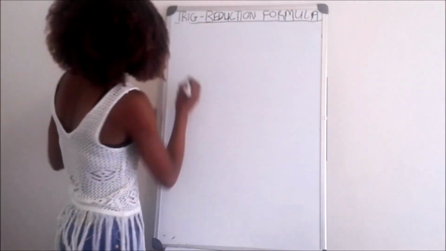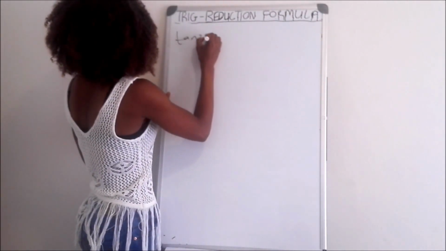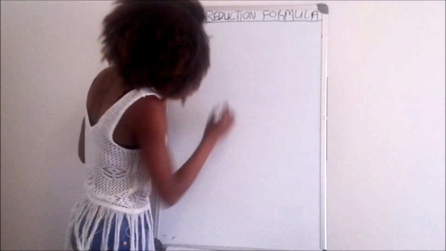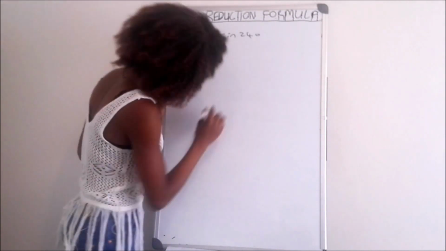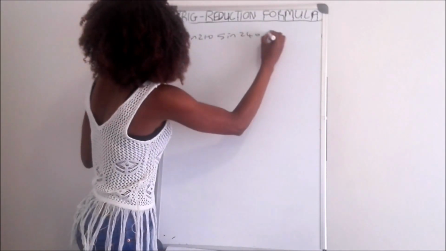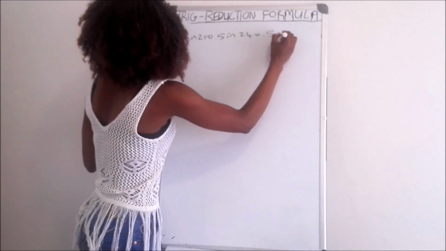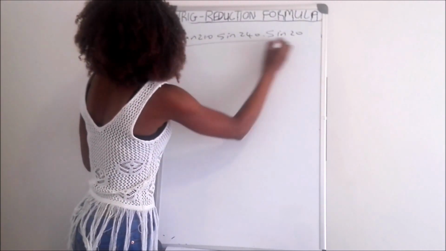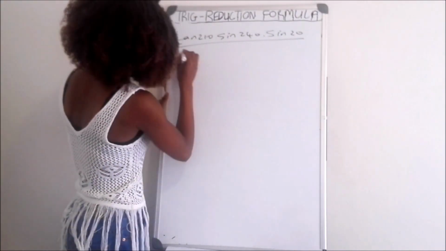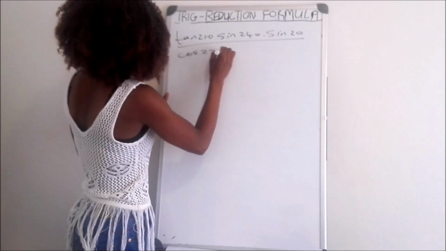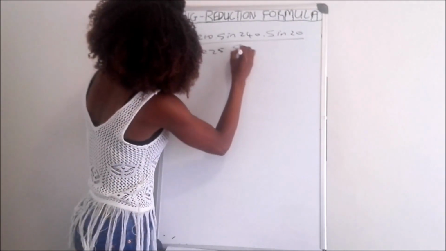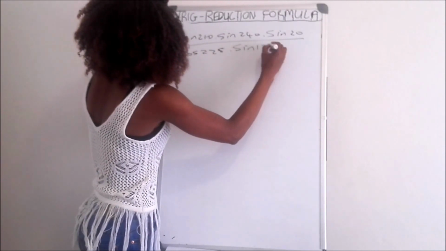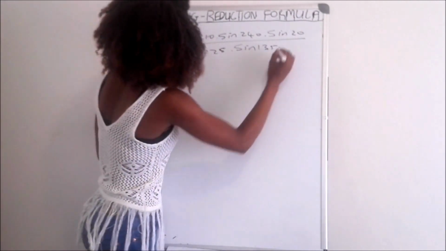Alright, another example is tan 210 and sine of 240 and sine of 20, multiply sine of 20, divide by cos of 225, multiplied by sine of 135, multiply by cos of 70 degrees.